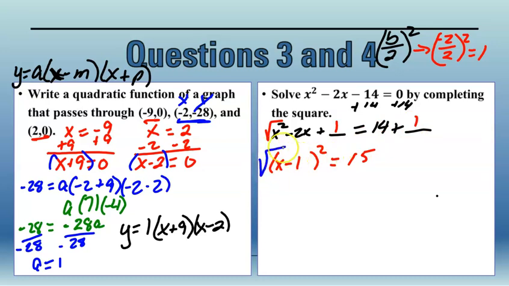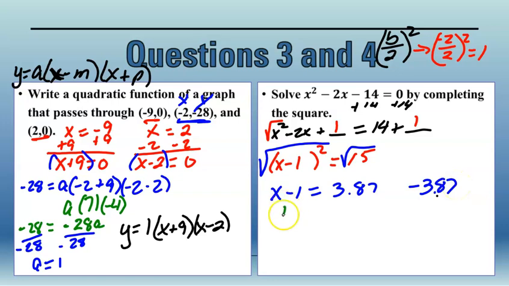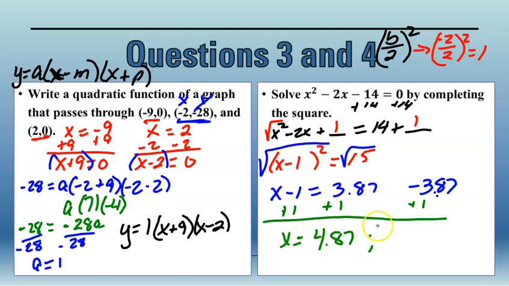Now to undo a square, I find the square roots, and the square roots of this one would be x plus or minus 1 equals, and I'm going to round this to the nearest hundredth, two decimal places. So the square root of 15 is a positive 3.87 and a negative 3.87. To get x by itself, I'm going to add 1 to both sides. And my solutions would be x can equal 4.87, and it can also equal negative 2.87.